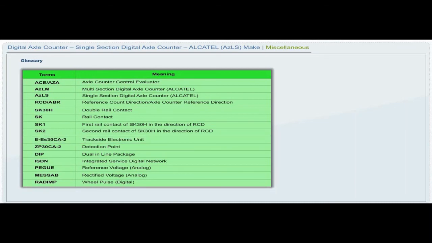EES30CA2 means trackside electronic unit. EZP30CA2 means detection point. DIP means dual inline package. ISDN means Integrated Services Digital Network. PEG means Analog Reference Voltage. MESUP means Analog Rectified Voltage. RADIMP means Digital Wheel Pulse.